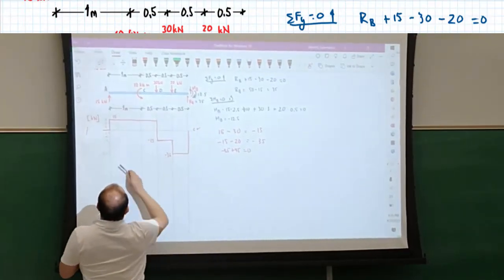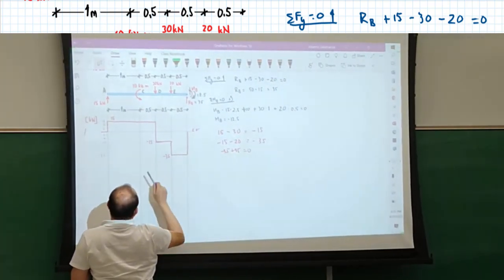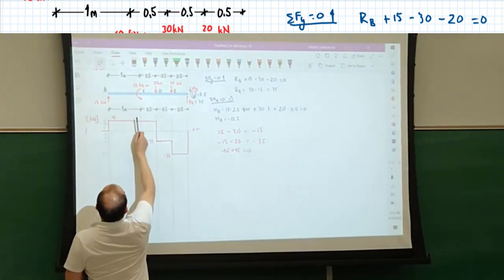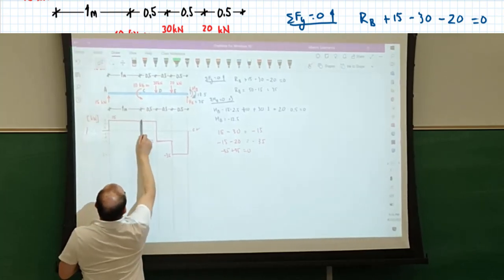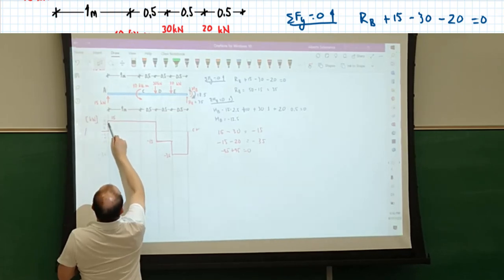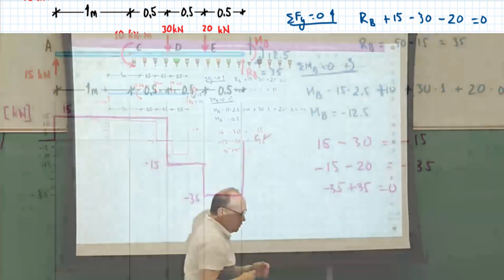So here I'm going to start with a positive slope, constant slope, so I go like this. And I'm gonna stop here because here I have a discontinuity. So I'm gonna move up to here and see what happens there. So this area is 15 times 1. So 15, right?